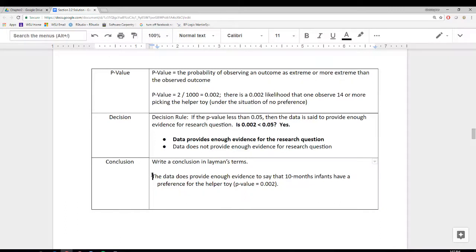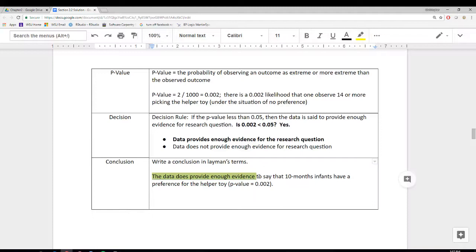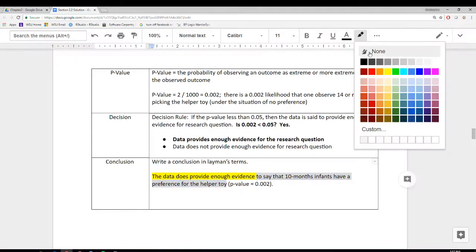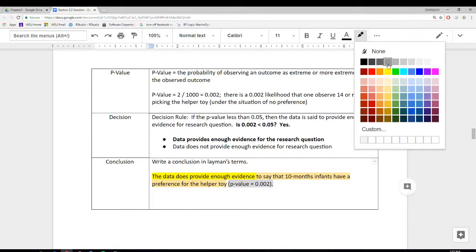All right, we have the three components of a conclusion. Again, those components are the data does provide enough evidence. It's a decision to say that 10-month-old infants have a preference over the helper toy. It's going to be the research question, a restatement of the research question. And then the probability value is also provided.